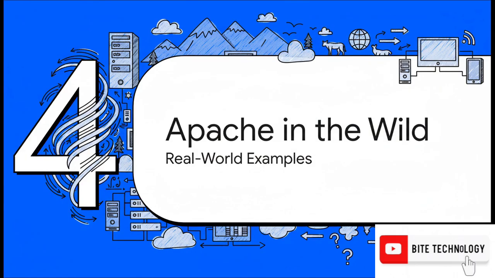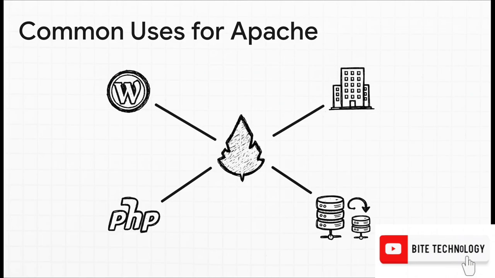Okay, so we know how it works and we know what it can do, but where do you actually see Apache out there in the wild? Why does any of this really matter? Oh, it is everywhere. Seriously.